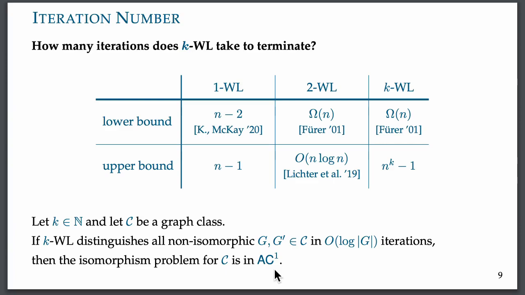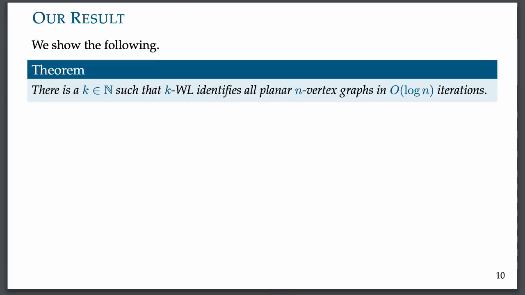AND and OR gates. Our main result states that, in fact, on the class of planar graphs, we can identify the input graph in a logarithmic number of iterations with a constant dimension of the algorithm. So when we are guaranteed that at least one of the considered graphs is planar, then we can decide isomorphism between them in a logarithmic number of WL iterations.